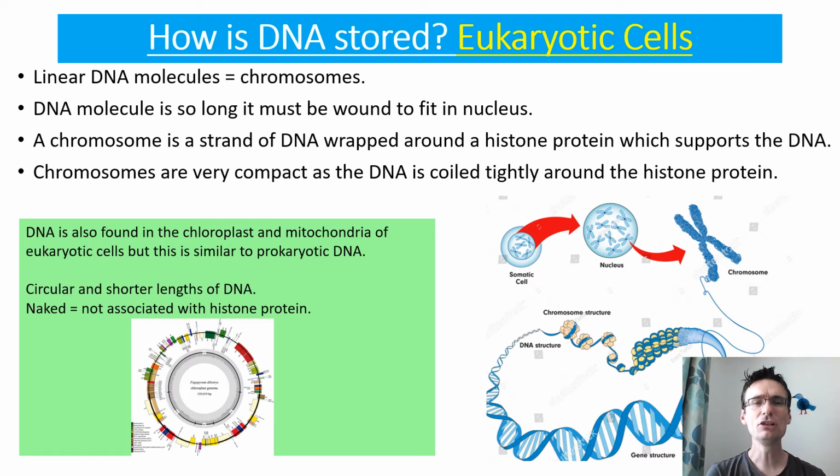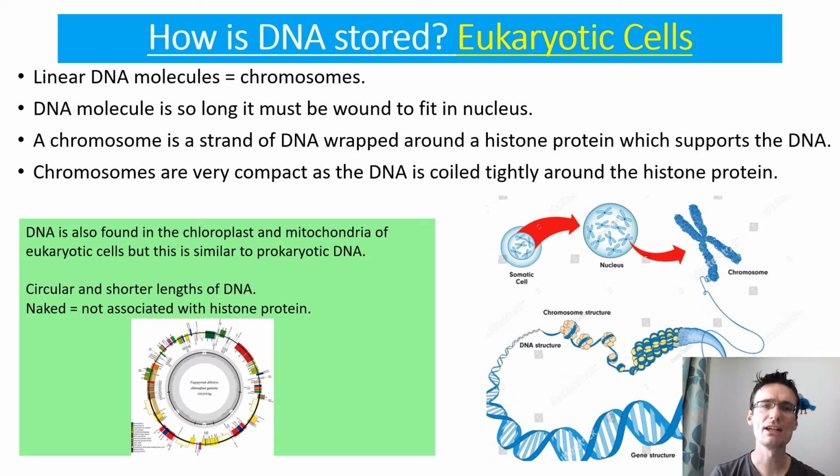So if we have a look, you can see in eukaryotic cells, which obviously are animal, plant and fungal cells, the DNA molecule is a linear structure. So what that means is it's a straight structure, and they're formed obviously in chromosomes. The DNA molecule is too long, so it wouldn't actually be able to fit in the nucleus of your cell unless it was wound really tightly.